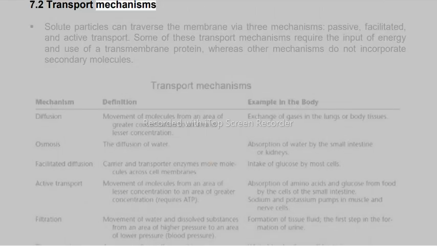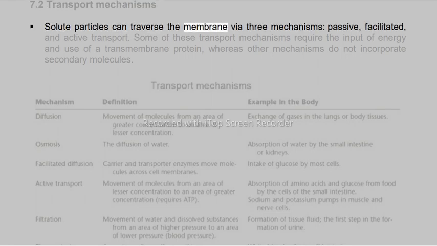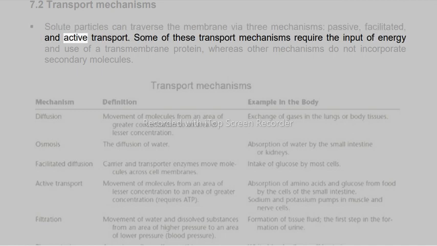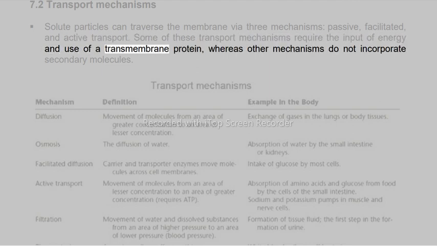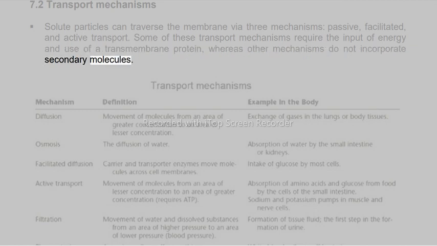7.2 Transport mechanisms. Solute particles can traverse the membrane via three mechanisms: passive, facilitated, and active transport. Some of these transport mechanisms require the input of energy and use of a transmembrane protein, whereas other mechanisms do not incorporate secondary molecules.